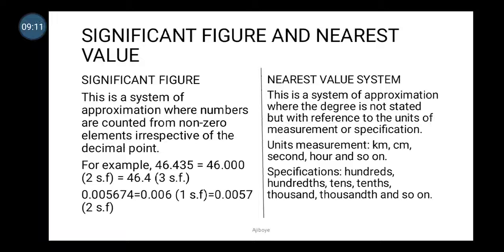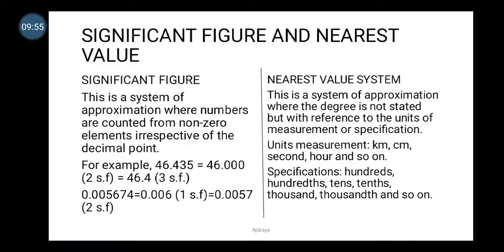Another example, 0.005674 will be equal to 0.006, and that's the 1 significant figure. You see that all the zeros are before the first figure, 5. Okay, so I'm to stop at 5. The digit after 5 is 6, and so I'll round up because it is more than 5 and add it to the 5 where I am to stop. So if I approximate to 1 significant figure, it will therefore give me 0.006.